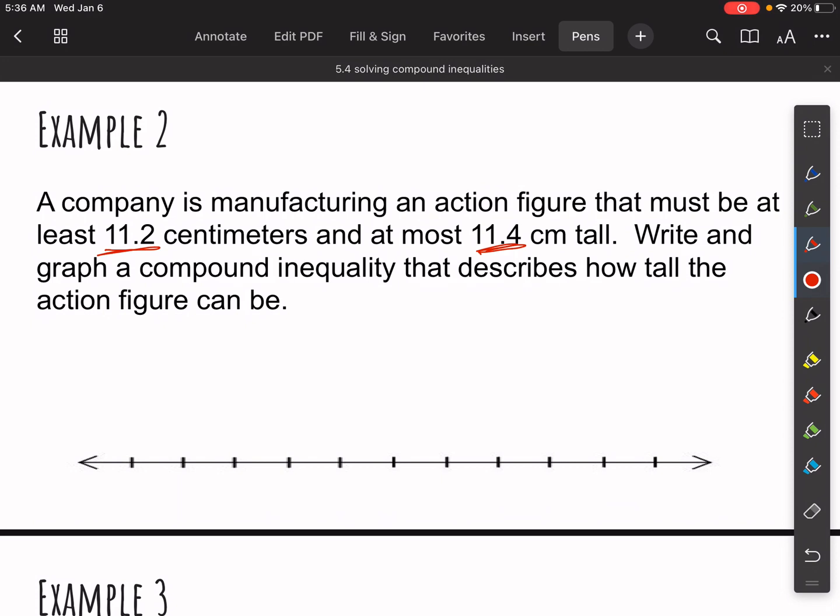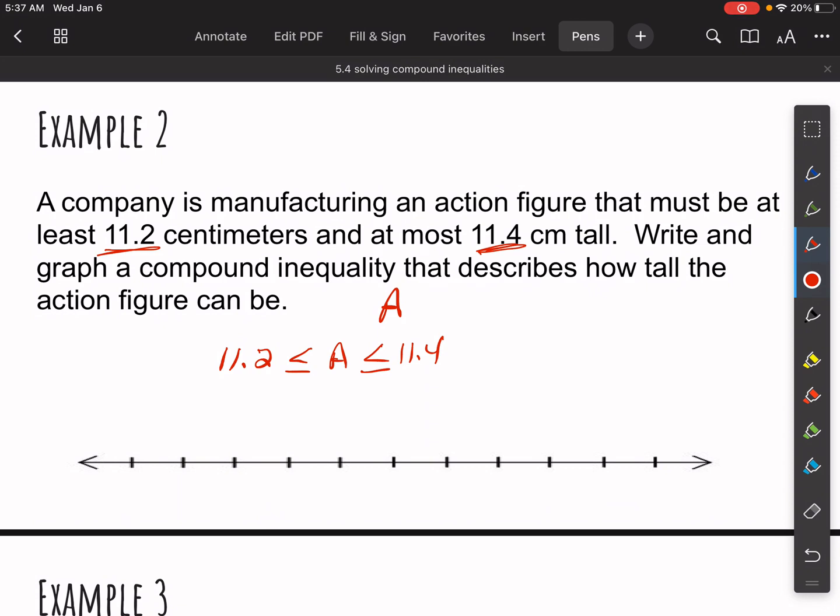Okay, so the action figure, which we can call A, for action figure, has to be somewhere in between. So what does that look like? It looks like this. I have 11.2, which is less than or equal to the action figure, which is less than or equal to 11.4. Okay, the action figure has to be between those two pieces.